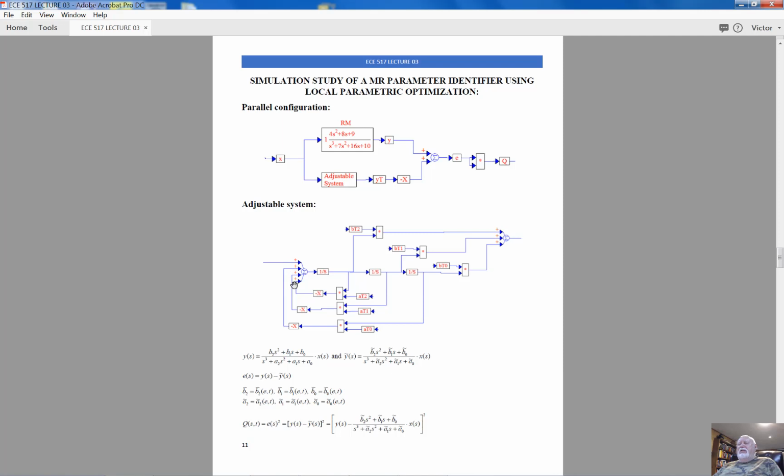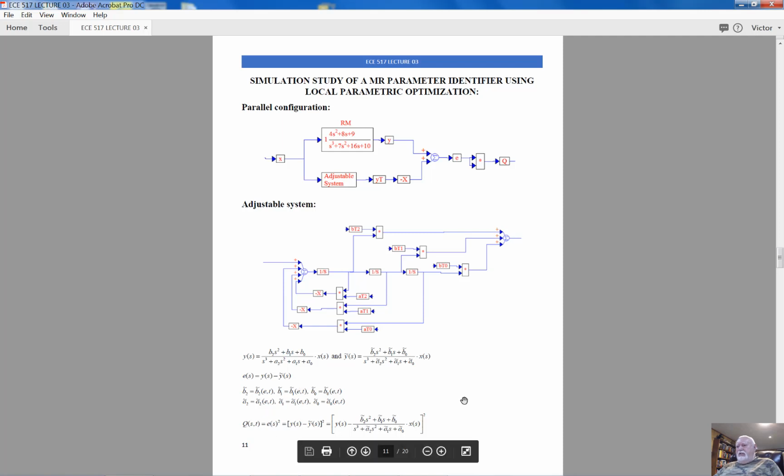How did I create the simulator? If you remember signal flow graph from your first controls class, this is what I use to build the simulator for the adjustable system. What you can see here is the definition of the reference model and the definition of the adjustable system, and this is the definition of the error.